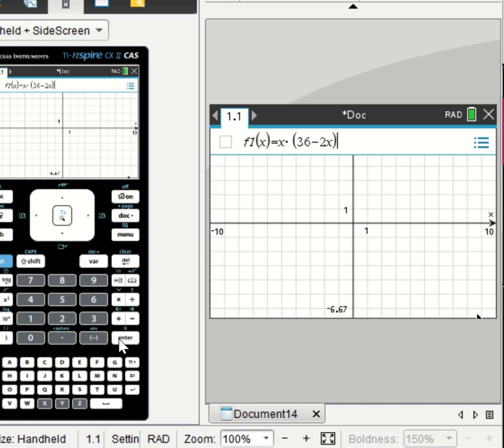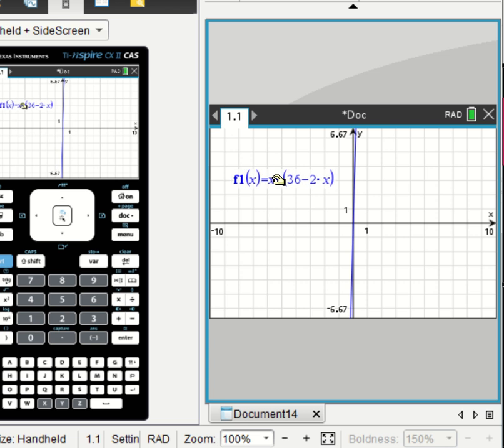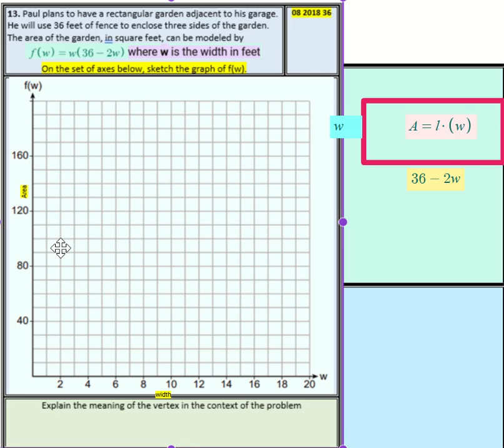Now, here's our equation. When I graph it, this looks like a line. But if we adjust our window, I promise you, this is a quadratic function because we've got x times x, which gives us x squared. So let's look at our picture on the paper and determine what our axes should be.